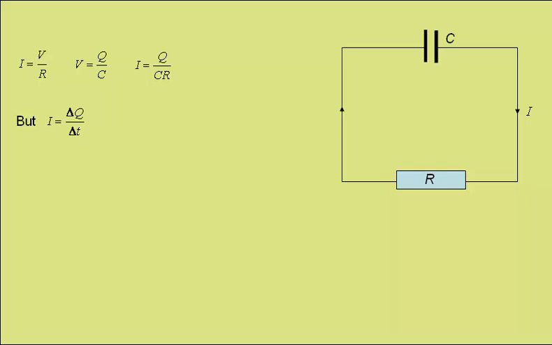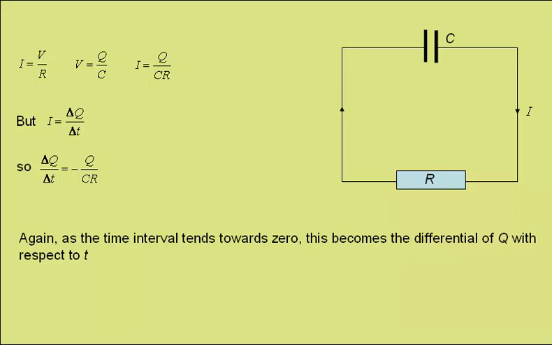But the current is also the rate of flow of charge, or the charge transferred delta Q, over the time interval delta t. So, we can write that the current delta Q by delta t is equal to minus Q over CR. The minus because, as the charge is transferred, we lose charge from the capacitor. Again, as the time interval tends towards 0, this becomes the differential of Q with respect to t, which we can write as dQ over dt is equal to minus Q over CR.